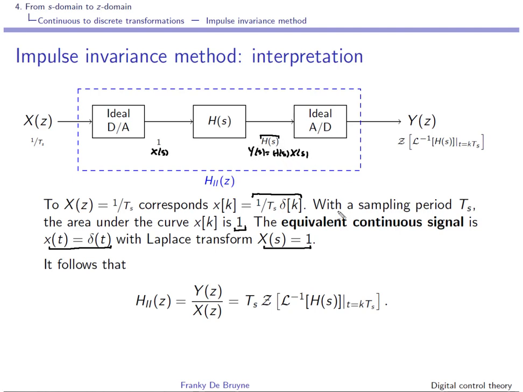So if you have an ideal analog to digital conversion, what you will have at the output is the inverse Laplace transform. This is h(t) evaluated at t = kTs. This will produce h(k), and then you take the z transform, and you remember that the transfer function is the z transform of the output divided by the z transform of the input, and indeed we obtain what we have obtained in the previous slide.